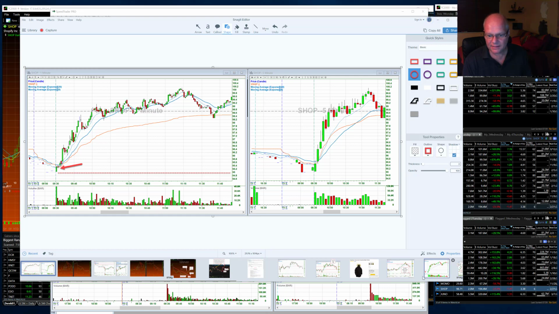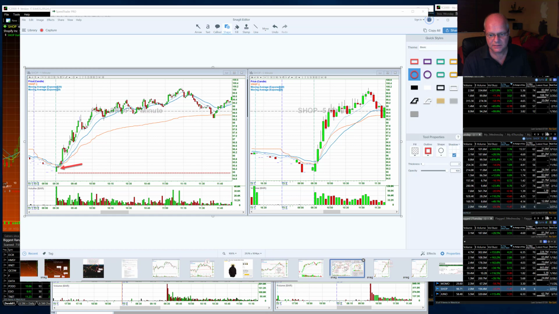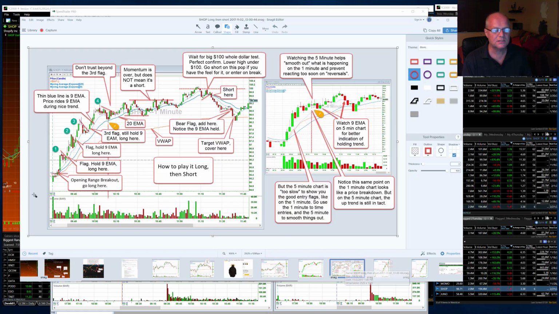And after the fact, I did a really nice post-day analysis. I botched it so bad, but this is the right way to trade it. Look, you have an opening range breakout here. You have a flag. Here, a nice flag back to the 9 EMA, another flag to the 9 EMA, another flag to the 9 EMA. I mean, this is just a freaking momentum freight train going up. Went all the way up to 100.